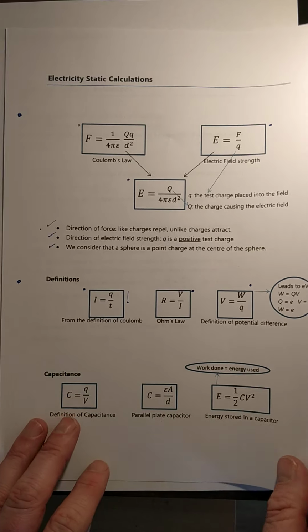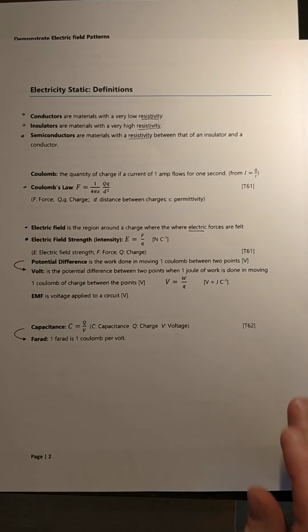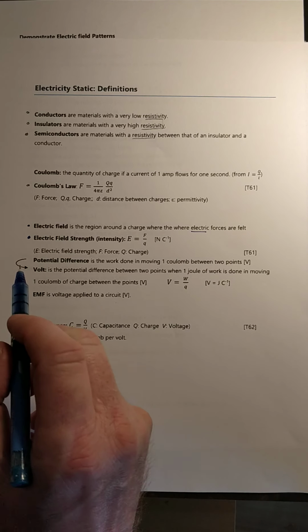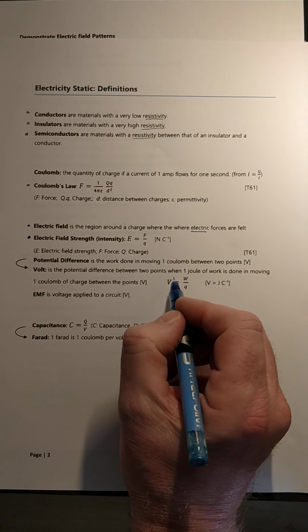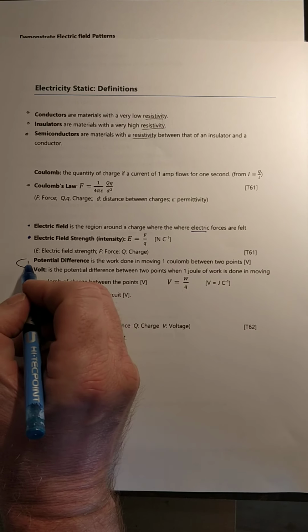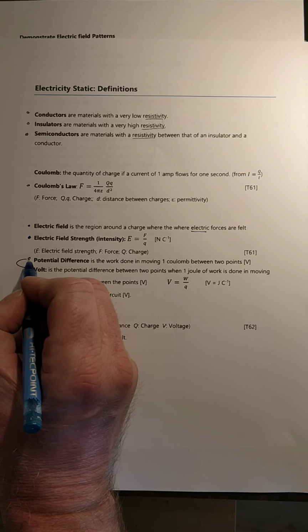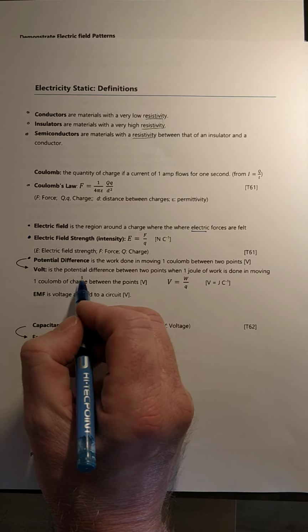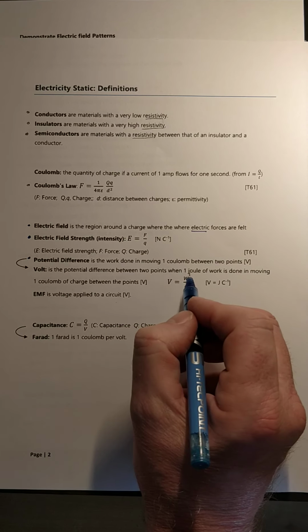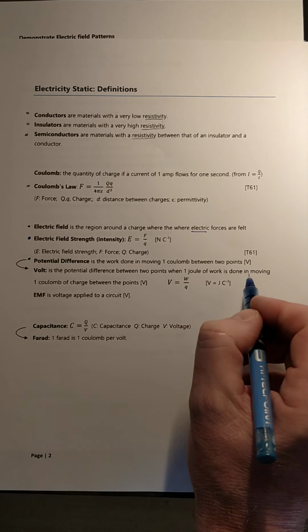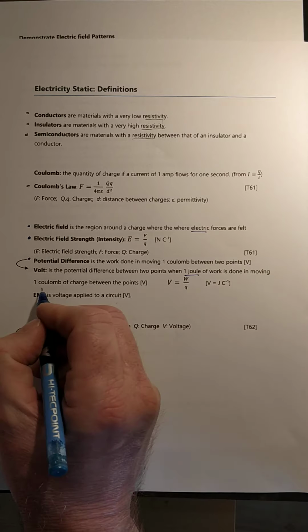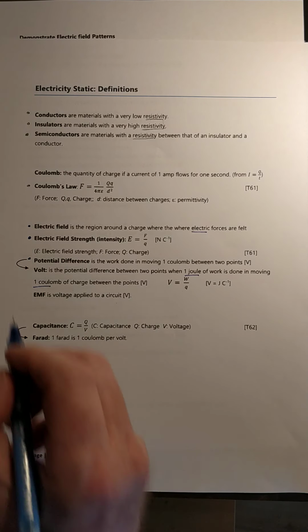If we go back to page 2 then, we have our definitions that are linked to this. So the potential difference is the work done in moving 1 coulomb between 2 points. So we have our definition, our formula that helps you there. And we can define the volt then. The potential difference between 2 points is 1 volt when 1 joule of work is moving 1 coulomb of charge. So it's just one of everything, a bit like we had back along in mechanics.